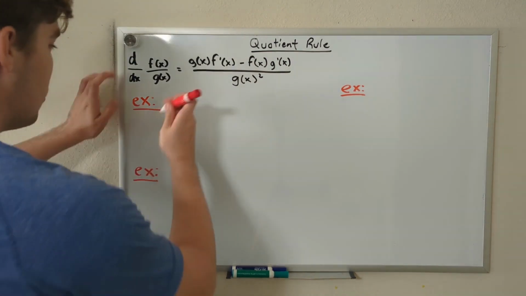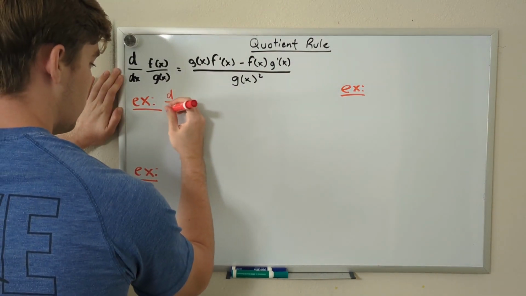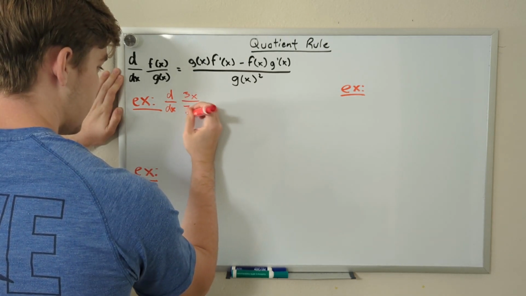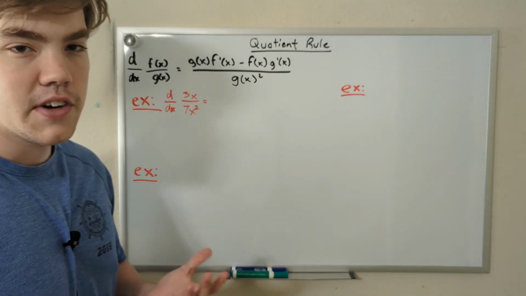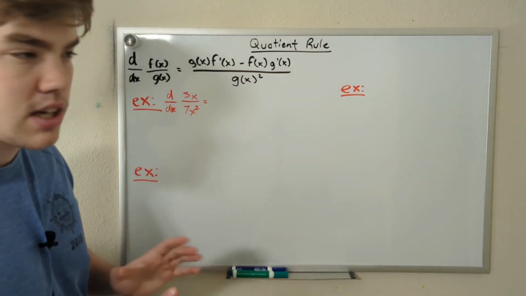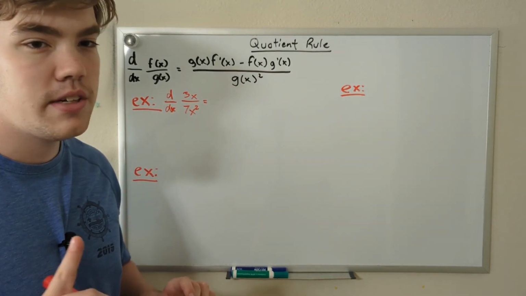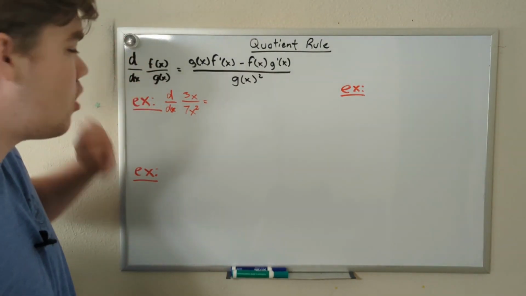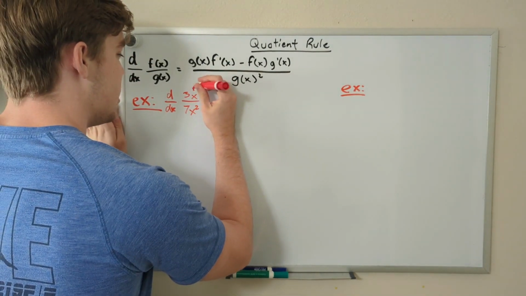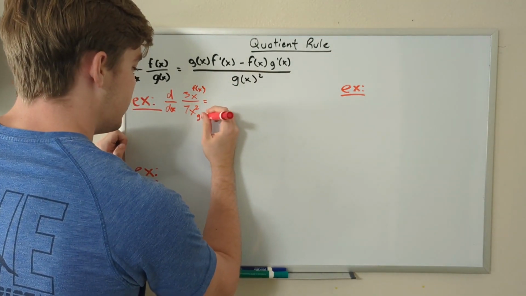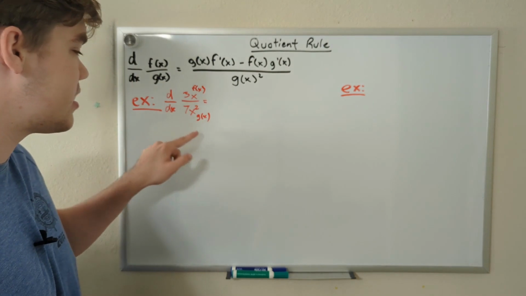Our first example will be we need to find the derivative of 3x divided by 7x squared. So first, let's establish what we're going to use as f of x and what we're going to use as g of x. And with the quotient rule, unlike the product rule, we do need to make sure that we have the right f of x and the correct g of x. The numerator will always be your f of x, and your denominator will always be g of x. 3x is f of x, and 7x squared is g of x.